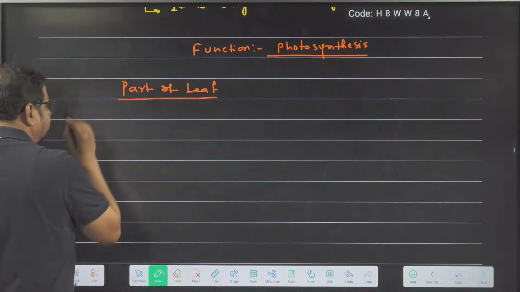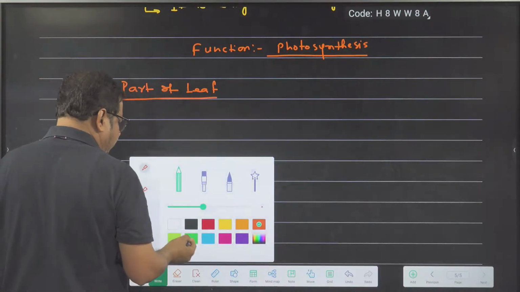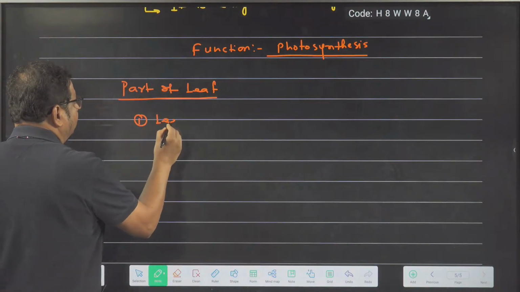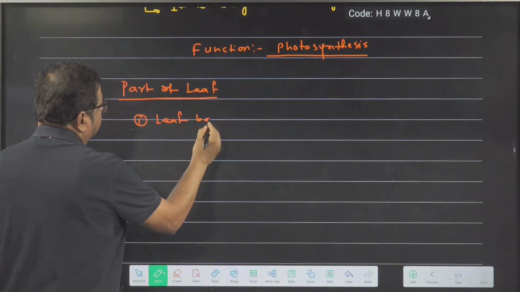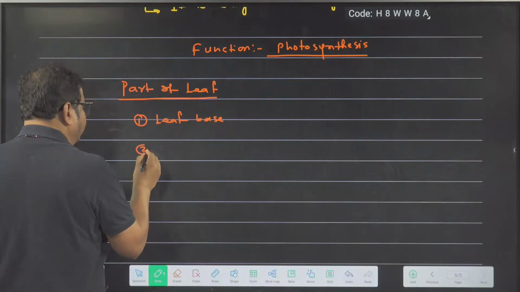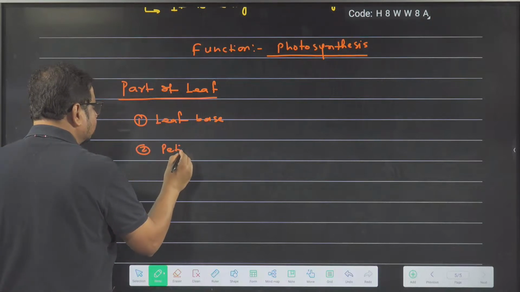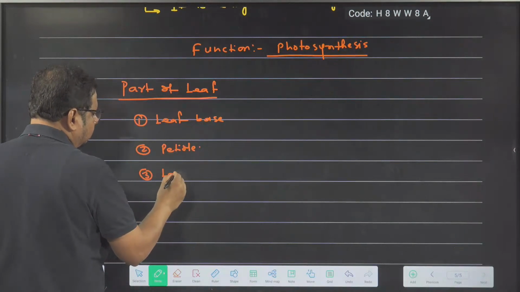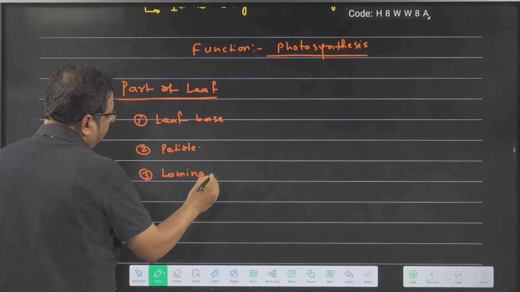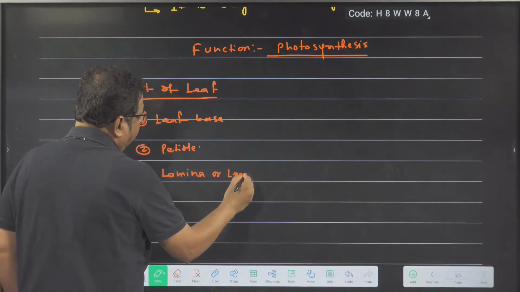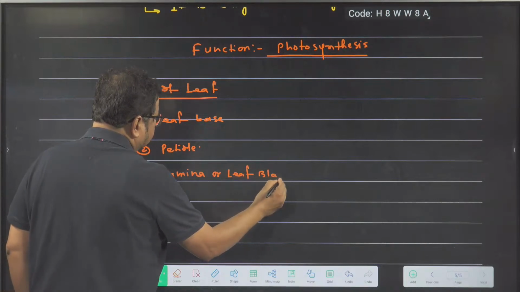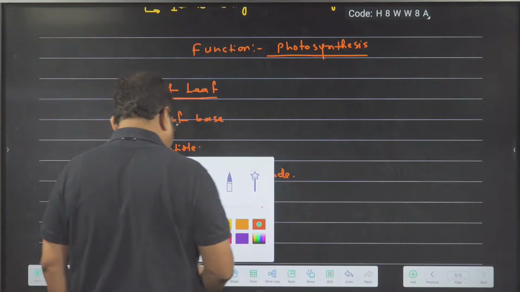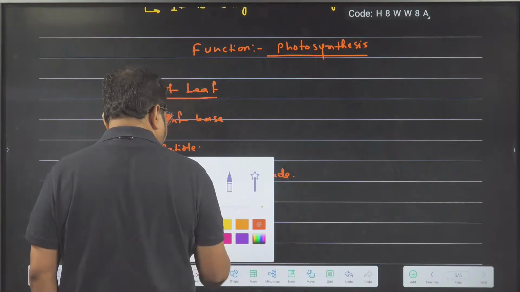Parts of the leaf. There are three major parts we find. One is the leaf base, another is the petiole, and another is the lamina, also called the leaf blade. Got the idea? Right? Try to understand all these parts with the help of a diagram.